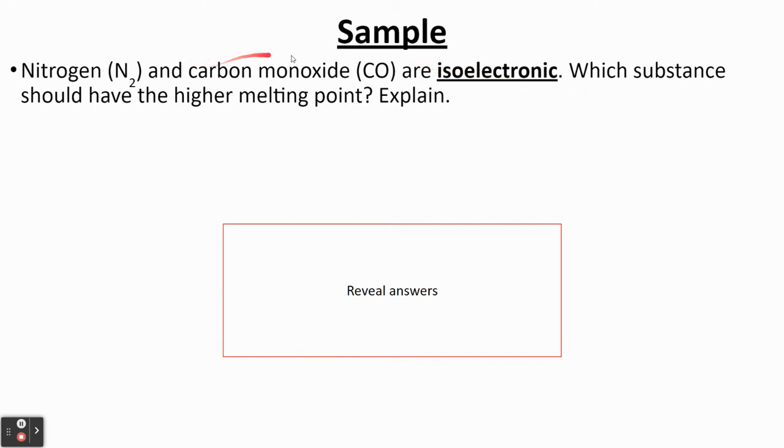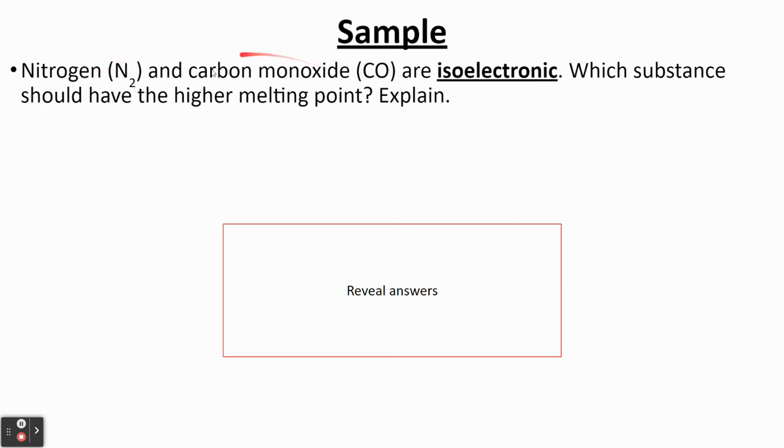So we have nitrogen, N2, and carbon monoxide. They're isoelectronic to each other. Which substance should have the higher melting point? Explain. So first of all, we told you they're isoelectronic. So what that means is that they have the same number of electrons. They should roughly have the same LDF.